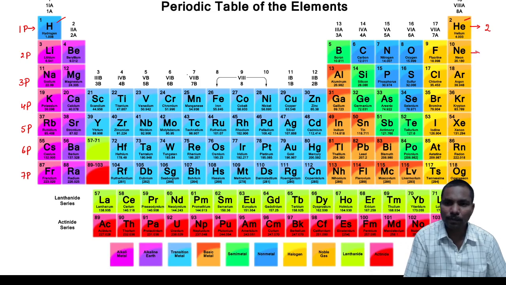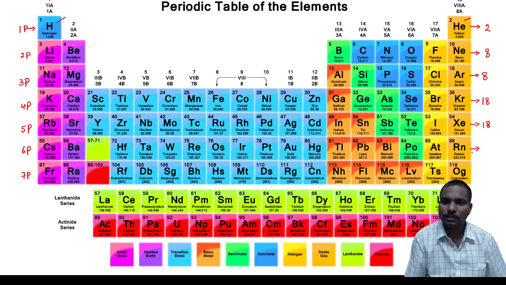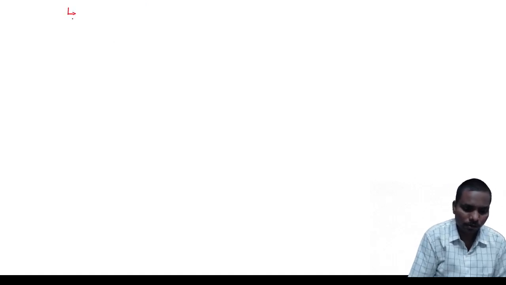In the second period, here 2, here 6, total 8. Here in the third also 8. In the fourth we have 18. In the fifth we have 18. In the sixth we have total 32, and the seventh period is said to be incomplete. Incomplete. So note down the point in the modern periodic table.